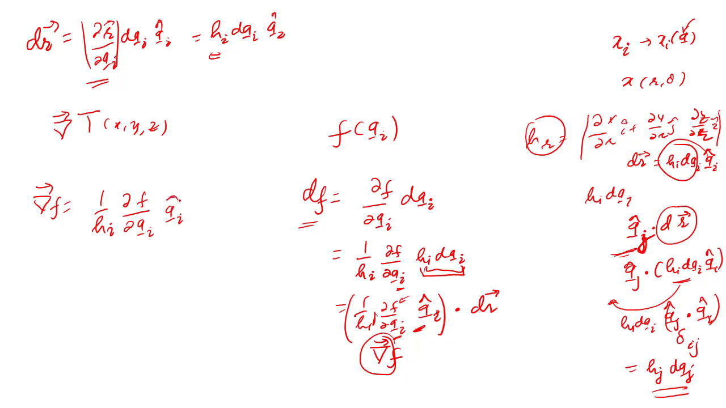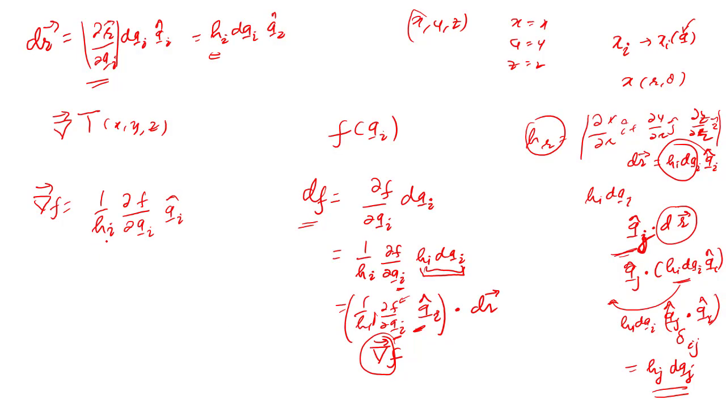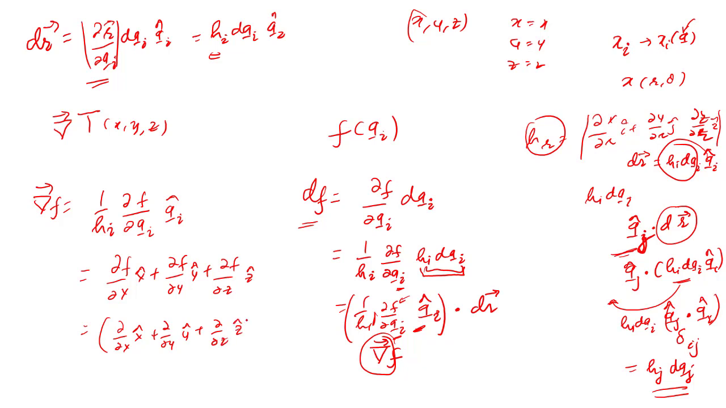So if you look at just xyz, how would you express x as a function of itself? x is x, y is y, z is z. So naturally you can see that all the scale factors would be 1. Then I would have ∂f/∂x along x plus ∂f/∂y along y plus ∂f/∂z along z. So essentially I have ∂/∂x x, ∂/∂y y plus ∂/∂z z of f. This is what we saw initially as the gradient.